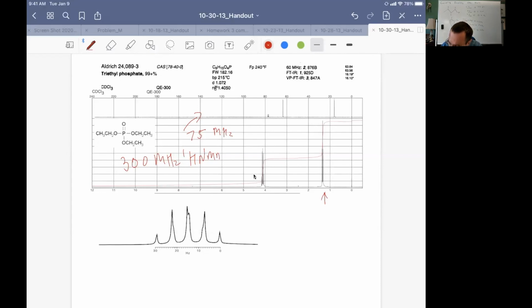And then we see a pattern here that at least on first glance, you might say looks like a quintet. So you might describe it as an apparent quintet. It doesn't quite look like a quintet, but you might say, oh, it looks kind of like a quintet. What's going on with this peak? Let's take a look. I've expanded it over here. Can someone help me out with this?